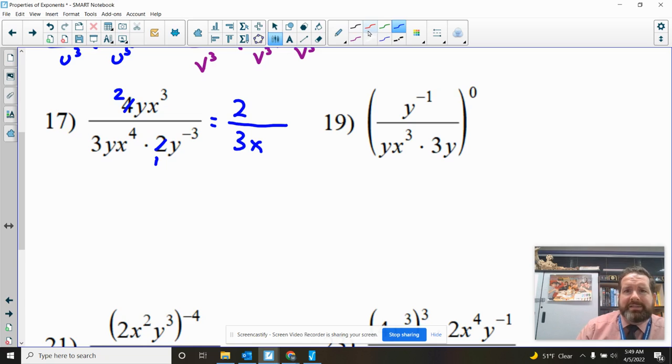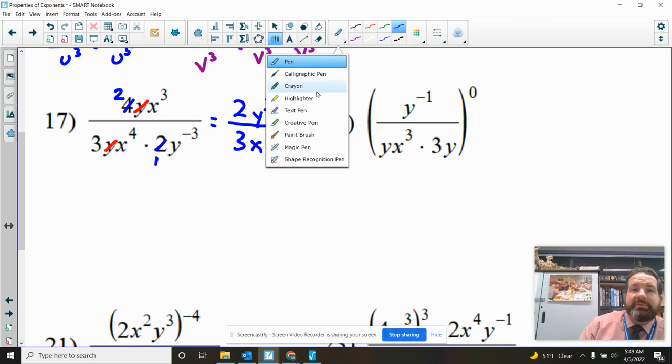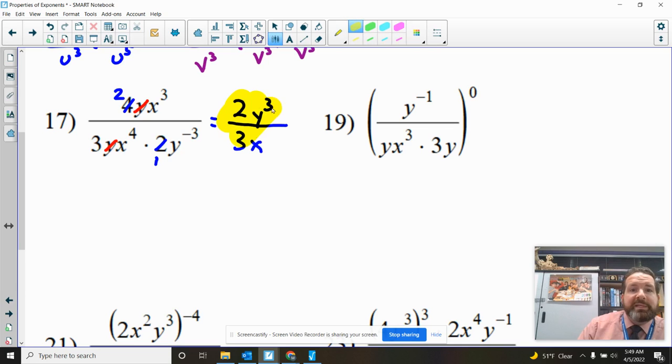And now for y's. Okay, this requires maybe, well, actually, or does it? This y on the top and that y on the bottom can reduce. That leaves me with just this y to the negative third, which I'm going to move upstairs and make it a y to the positive third. And now everything has been dealt with.